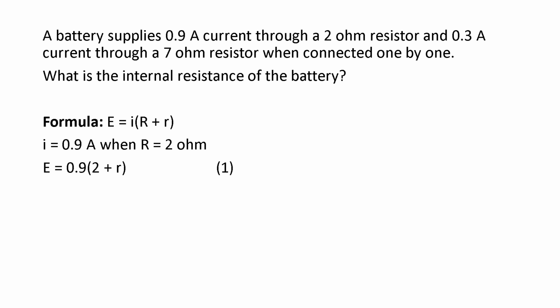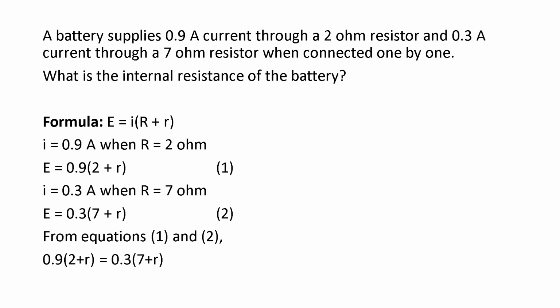The question says that the current is 0.9 ampere when load resistance is 2 ohm. So we substitute the values in the formula and we get an equation. Let us call this equation 1. The question also says that the current is 0.3 ampere when the load resistance is 7 ohm. We substitute these values in the formula and get an equation. We call this equation 2.